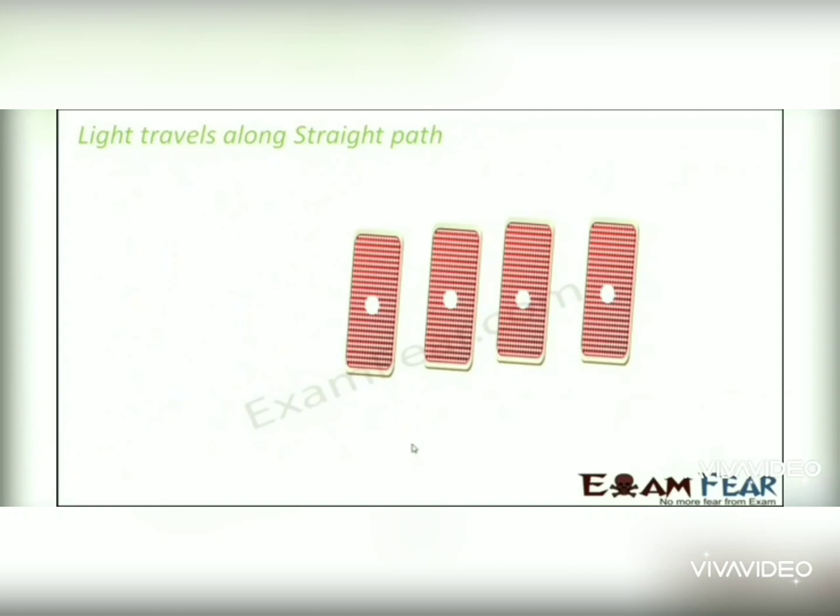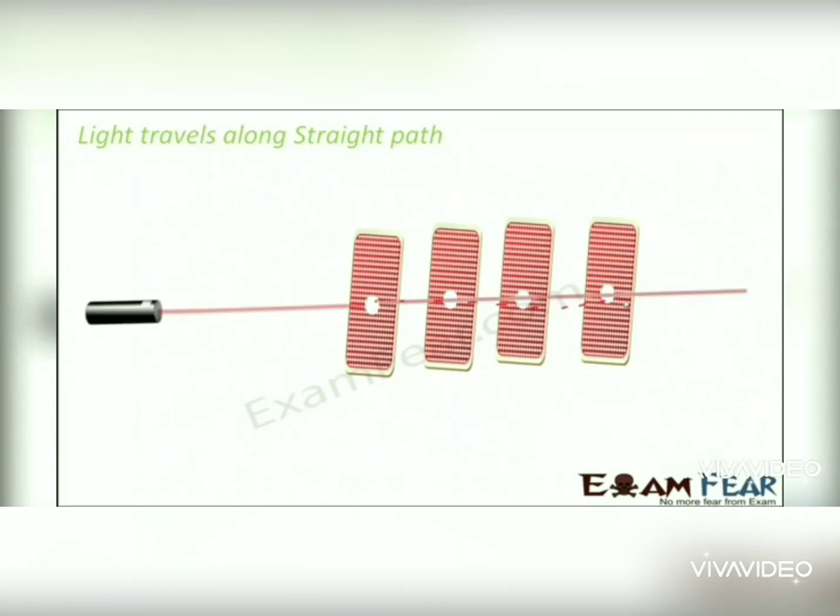Let's see an experiment. Suppose you take four cards and make a hole in each, and arrange them in such a way that the holes are aligned equally with one another. Then, if you take a laser beam and pass it through those holes, you can easily see that the light travels along a straight path.